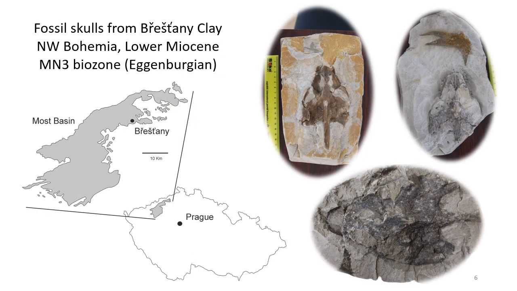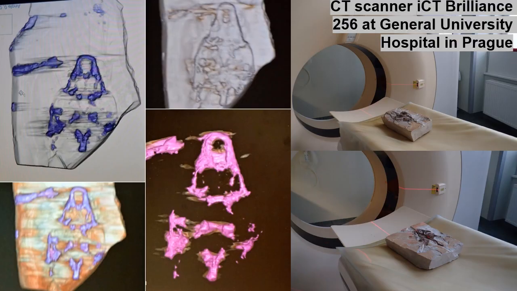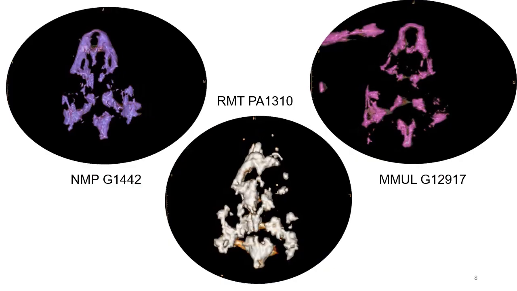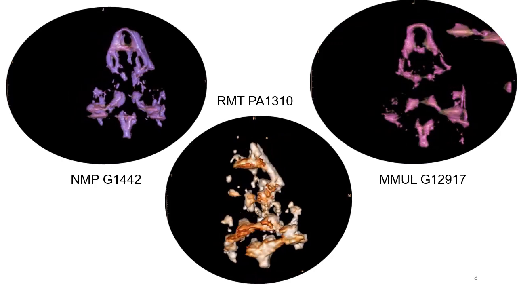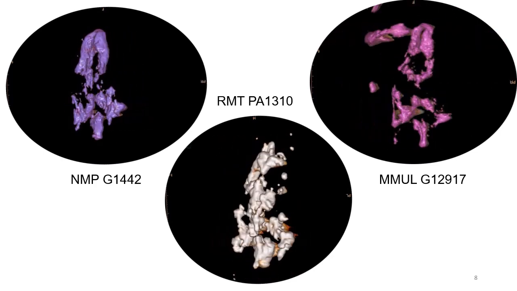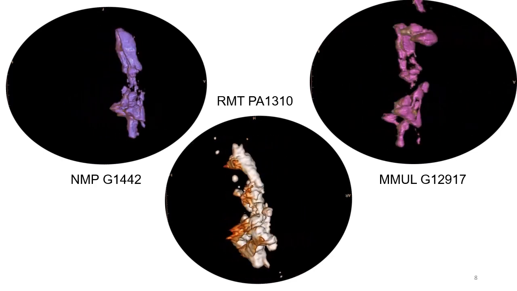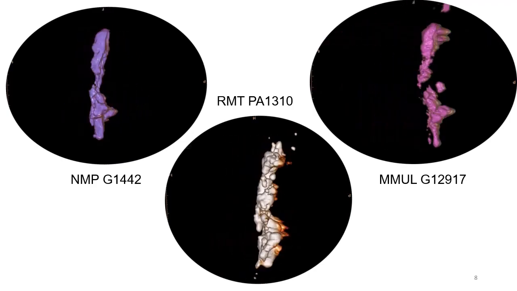As a result, we checked all preserved skulls from the type locality Břešťany, which is located in the Most Basin in northwest Bohemia, very close to the German border. The stratigraphic age of these sediments is Lower Miocene. For complete views of the skulls, we used a medical CT scan to create a 3D model of them. However, only 3 skulls were preserved well enough to show the palatal area, which is important for the taxonomy.